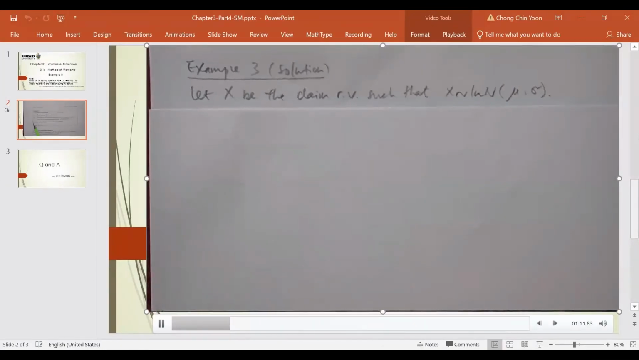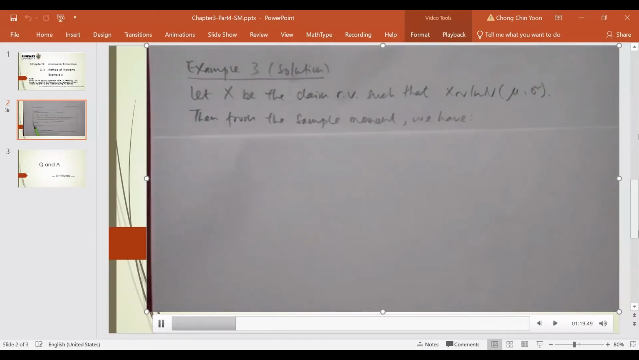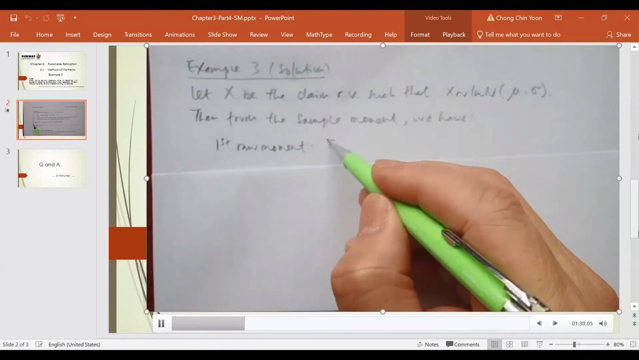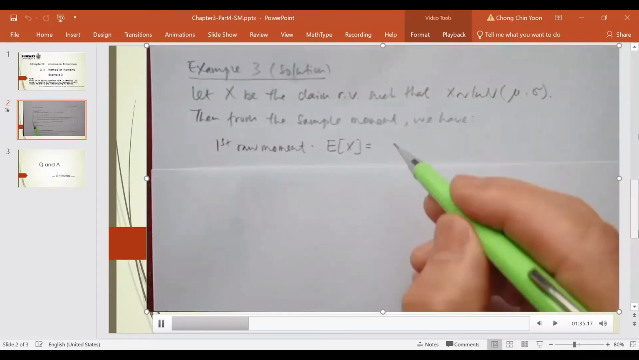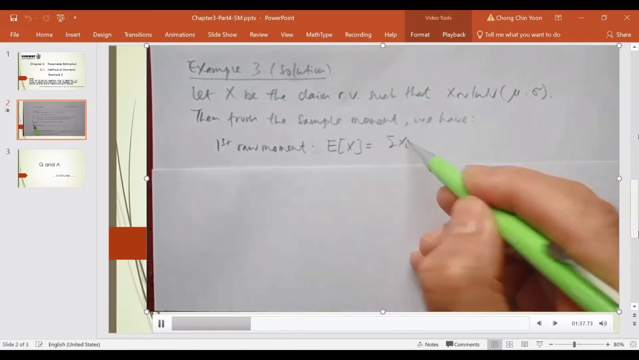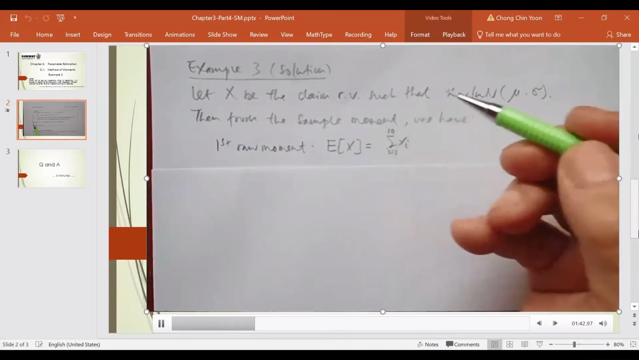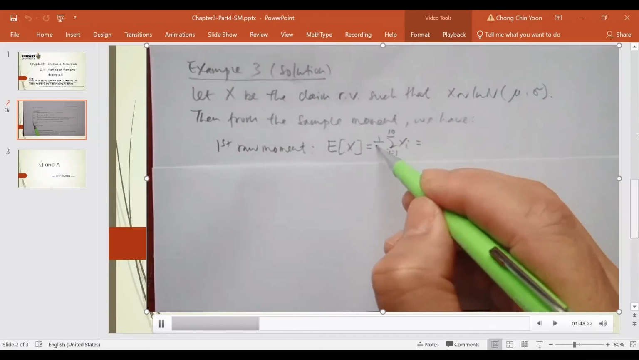Solution for example 3. Let x be the claimed random variable such that x is log normal distributed with parameters mu and sigma. Then from the sample moment, we have the following. For the first raw moment, we have the expected value of x, which is the summation of xi, where i takes from 1 to 10 because we have 10 samples, divided by n, where n is 10.